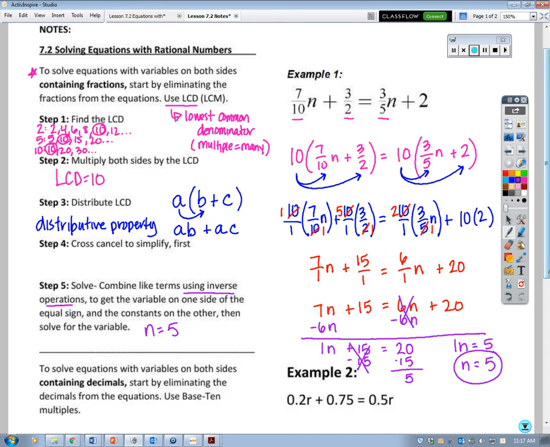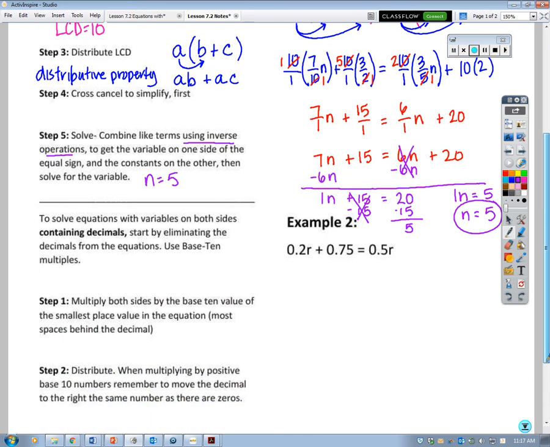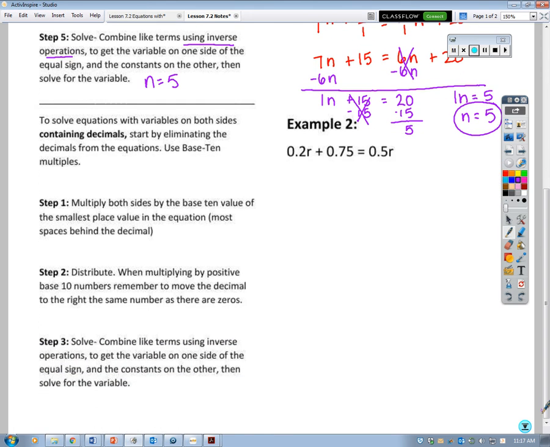I'm going to go ahead and move on to how you would solve equations with variables on both sides that contain decimals. Okay? So this is our little decimal example here. You're going to start by eliminating the decimal from the equation. So just like fractions, where we eliminated the fractions, we are going to eliminate the decimals.